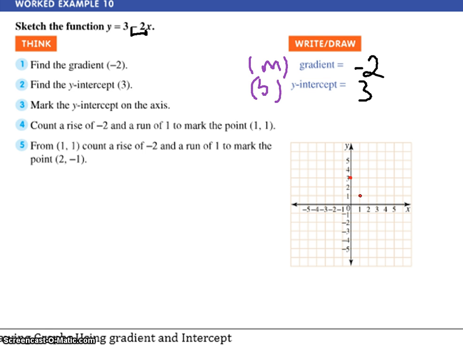Well, here you go. Do the next point. So from that point, which is 1, 1, do your next point. Go down 2 and across 1. Should be done by now. Went down 2, across 1. So you were at 1, 1. So go down 2, you're at minus 1. And you're going across 1. So you're at minus 1, 2. Everyone happy with that?